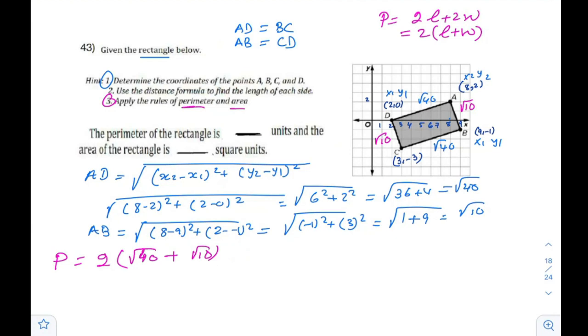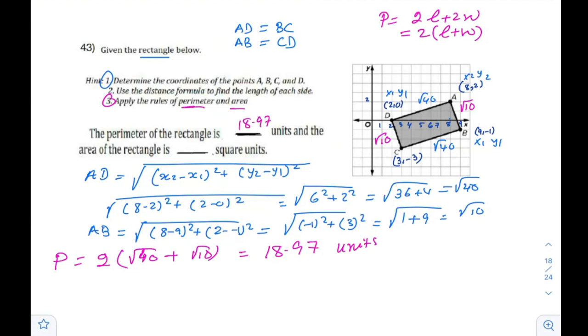So I'll do it using the calculator. Square root of 40 plus square root of 10, and I multiply by 2. This will give us 18.97 units, not square units, any centimeters, inches, whatever, it's a perimeter, units. So we can fill this over there.